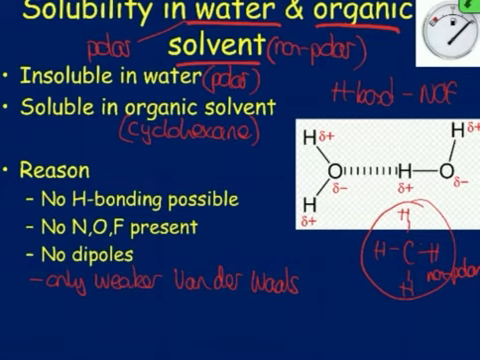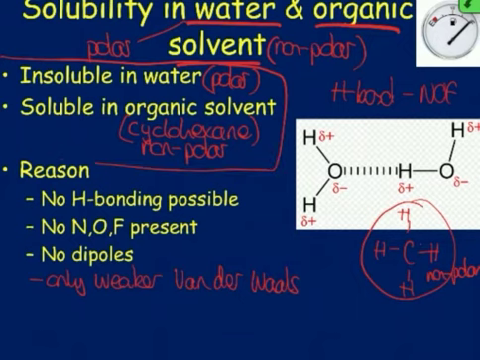So methane and all the alkanes are non-polar. They have no dipoles, no difference in electronegativity. So cyclohexane is a non-polar solvent. So this is what you're putting in your box.